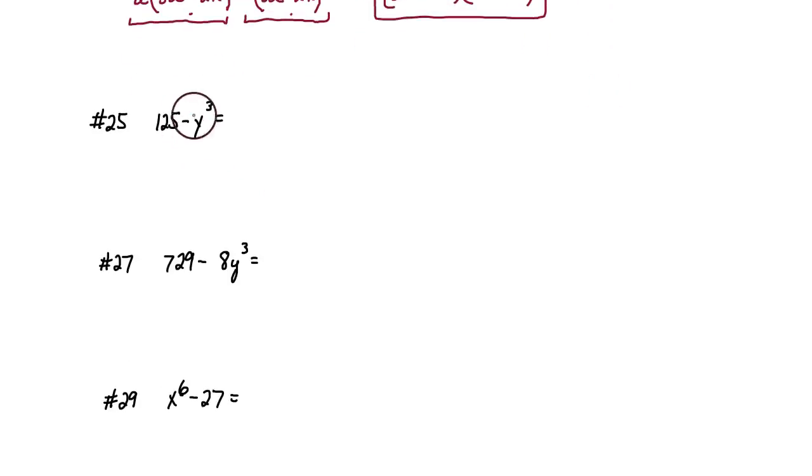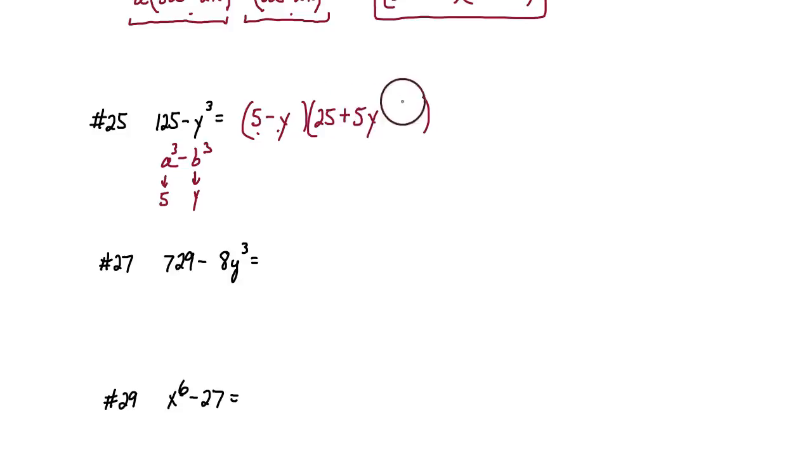Number 25, when I see the cubing, it makes me wonder if this fits the difference of cubes pattern. The cube root of 125 is 5. The cube root of y cubed is y. Small set of parentheses and then a longer set. Here's the 5, the minus, and the y. Squaring the 5, we get 25. Changing the sign, we get a positive. Multiplying them together, we get 5y, then a positive, and then y squared.